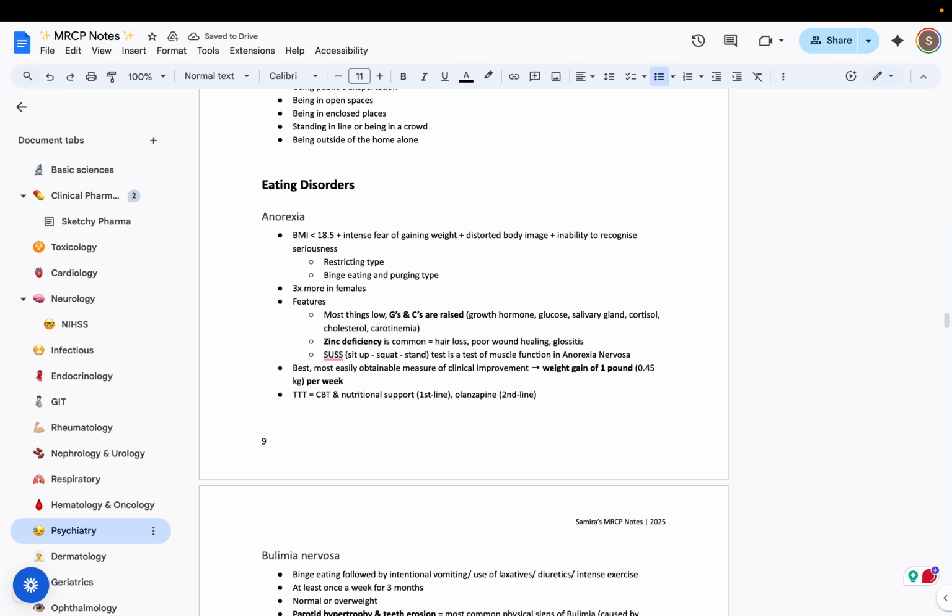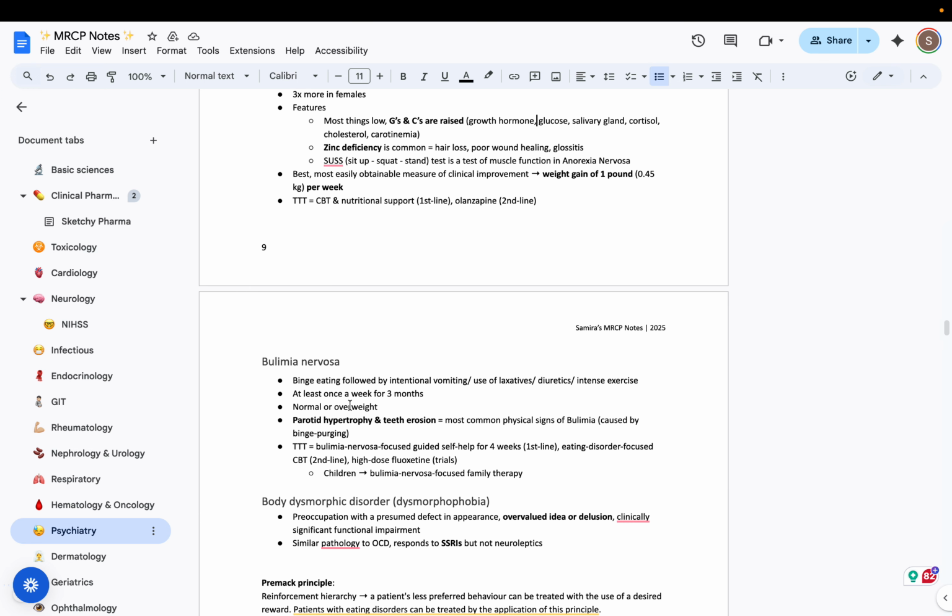Zinc deficiency is common, and the sit up, squat, and stand test is used to test for muscle function in anorexia. The best marker of clinical improvement is weight gain, and we treat with CBT, nutritional support or olanzapine. Bulimia is binge eating at least once a week for 3 months. The patient would be normal or overweight. There would be parotid hypertrophy and teeth erosion.